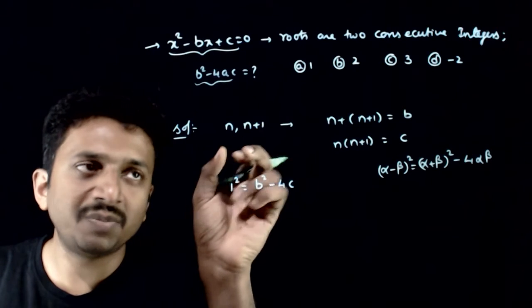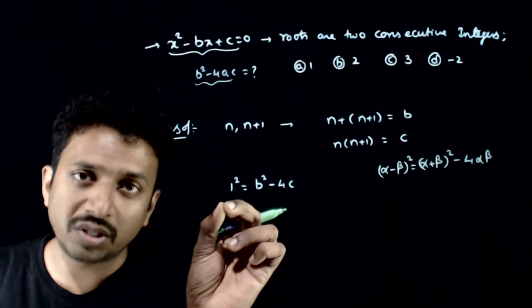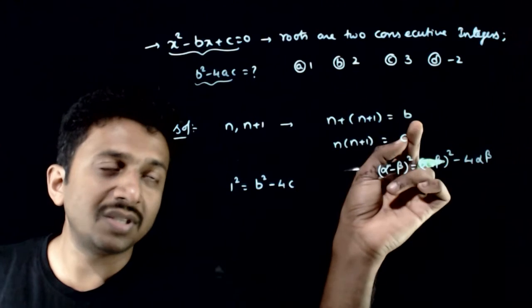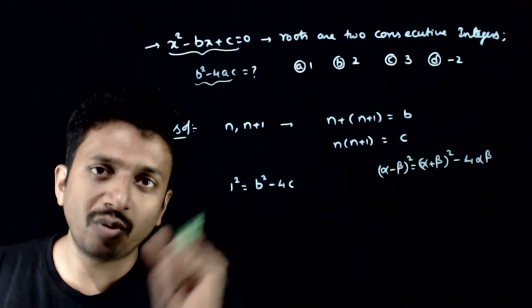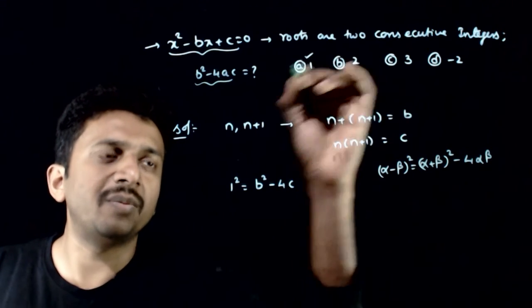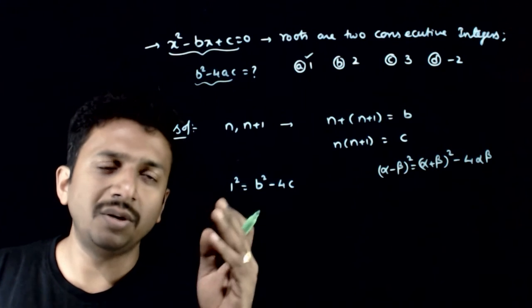So here alpha minus beta, the difference between the roots, is 1, whole square, is equal to the sum of the roots, which is b, so b square minus 4 times c. So the answer is b square minus 4c is equal to 1.